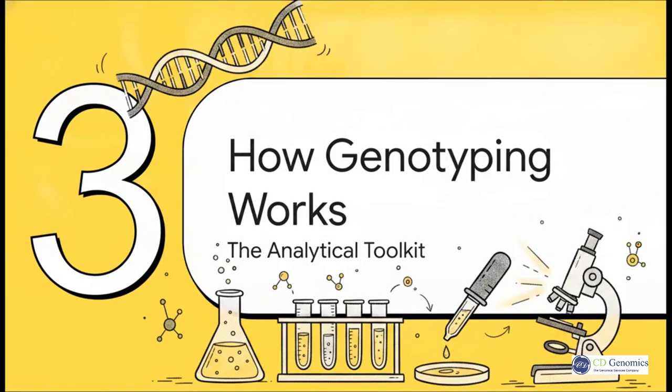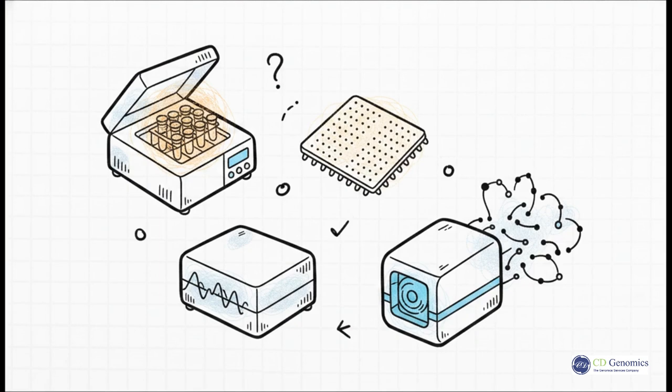Section 3, How Genotyping Actually Works. Let's see how all this biological theory translates into the actual mechanical toolkits scientists use in the lab. You see, there isn't just one single way to read the genetic manual. Researchers have an entire arsenal at their disposal, and it's all about picking the right tool for the job.